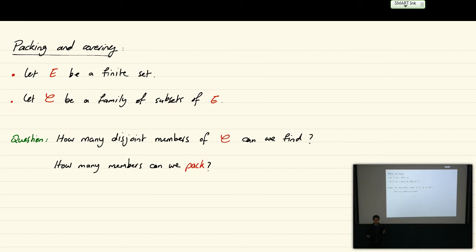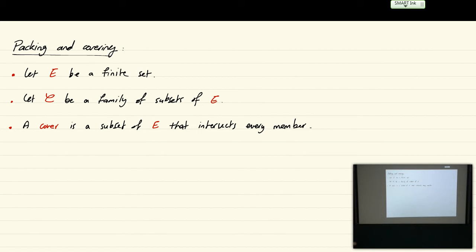So this is often how you refer to the problem. How many members can we pack? And so we're trying to maximize this number. One easy way to find an upper bound for this number is via the use of covers or transversals. So a cover is a subset of your ground set E that intersects every subset you have, that intersects every member. Now, if you give me a whole bunch of disjoint members, each one of them is going to pick at least one point from your cover. So the size of a cover is an upper bound on the size of your packing.